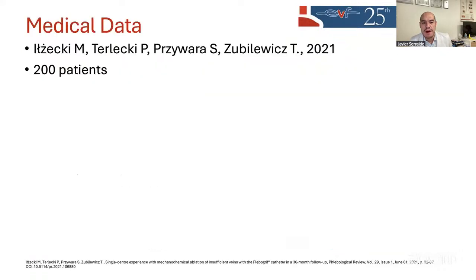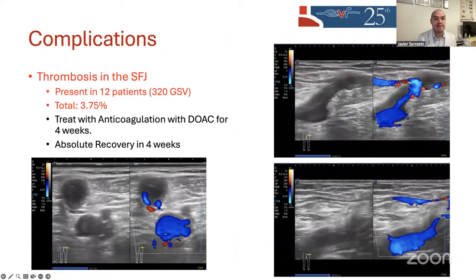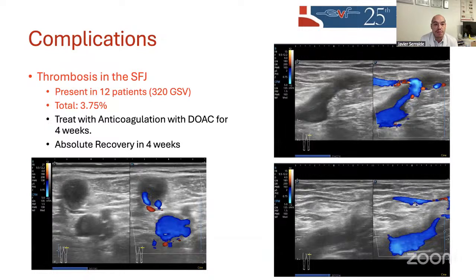We can view another study with 200 patients, and they identify the occlusion rate at 90% with the patients. We can identify some complications. But after 2 years in our study, in 320 great saphenous veins, after 3 years the occlusion rate was 90% with our patients. So it's possible to get some complications.